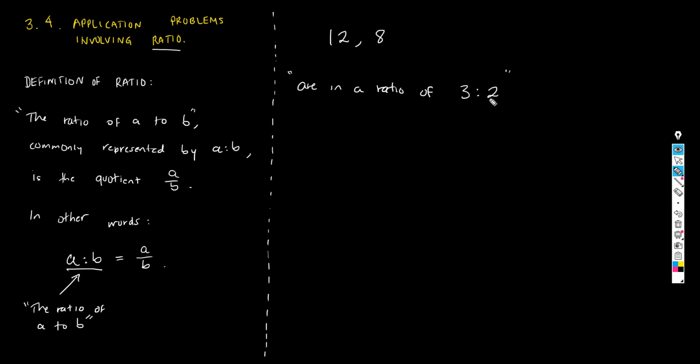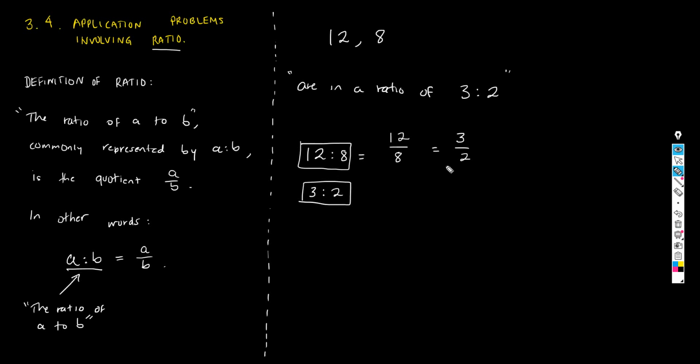Why do we say this? Because the ratio of 12 to 8 is this, according to my definition. The ratio of 12 to 8 is simply the division of 12 over 8. And if we perform this division, we can see that it's the same as 3 over 2, or the same fraction. 3 times 4 is 12, and 2 times 4 is 8. So these two numbers, 12 and 8, are in the same ratio as the ratio of 3 to 2. These two ratios are the same.